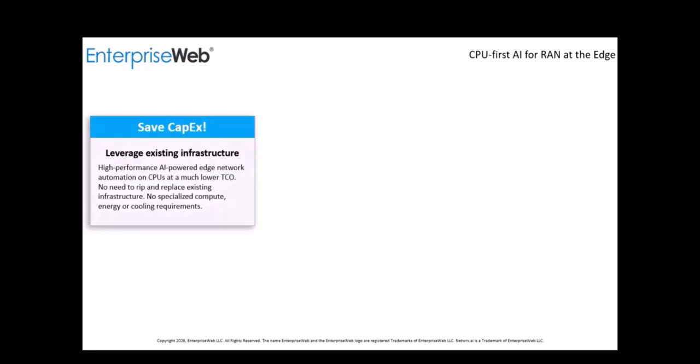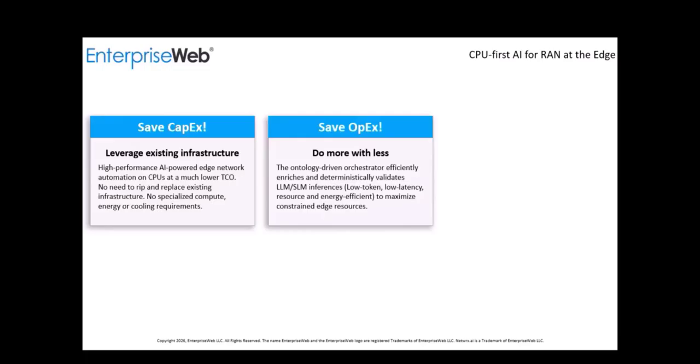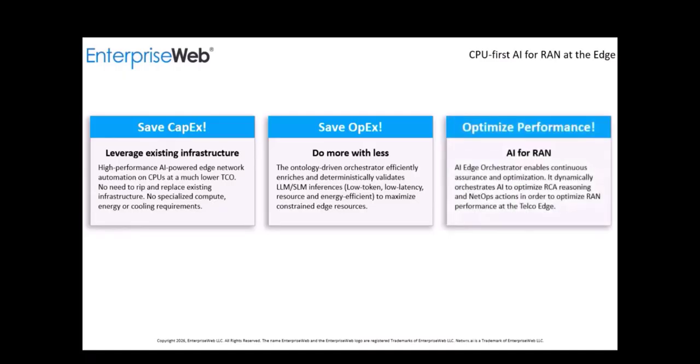We're going to be talking about saving CapEx by using CPU and not GPU, with no rip and replace, doing more with less through low token, low latency, resource and energy efficiency. We're optimizing the constrained hardware at the edge, because it's constrained space, so we do more with less. And then AI for RAN: we're dynamically orchestrating the AI, rewriting the prompts and doing these things to optimize the AI to optimize the network. Otherwise, LLMs have inconsistent and unpredictable latencies.